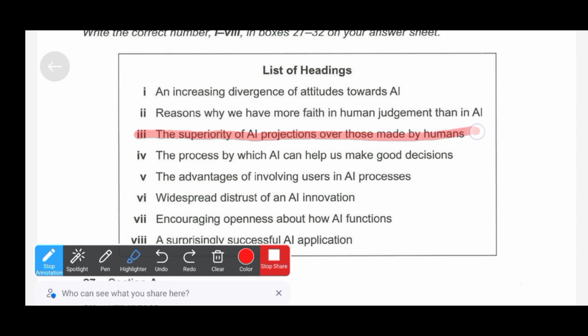So at first we were confused about the third one, so let's read it again. "The superiority of AI projections over those made by humans." They are also talking about superiority, comparison, and all of this is in our summary. Our summary matches the third statement. So guys, this is the answer. I hope you got it right.